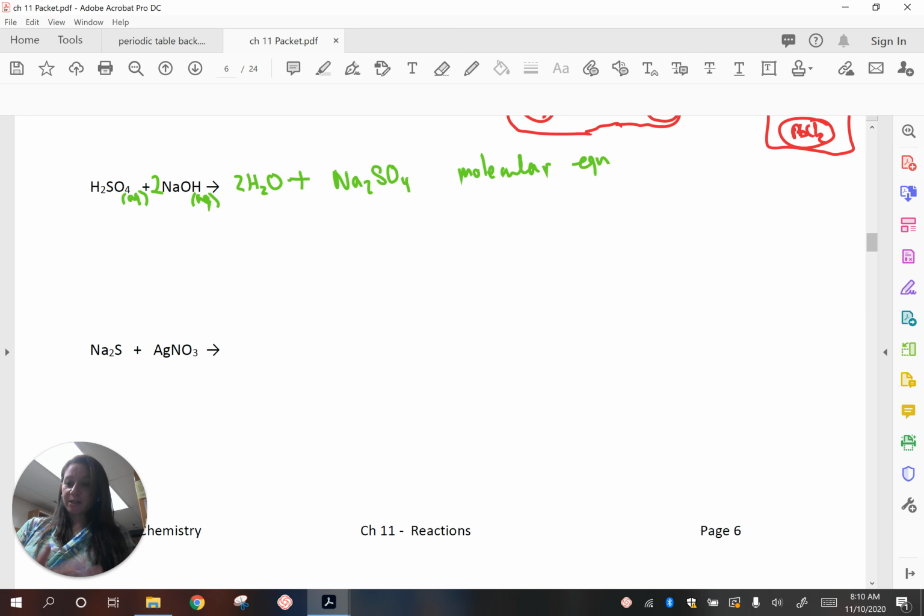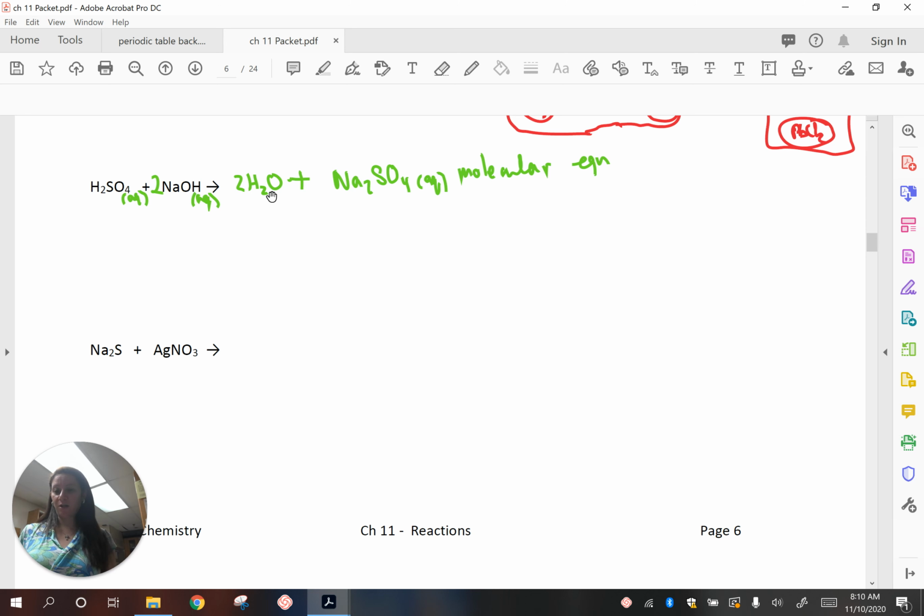Sodium sulfate, is this soluble or not? It is soluble. Anything with sodium ion is soluble. So this is aqueous. How about water? Is water aqueous? Is water dissolved in water? Well, no, it's not. Aqueous means that you have a solution, right? A solution where your solvent is water. Well, H2O is not a solution. H2O is a pure substance. It's a compound, right? So we can't really call that aqueous.